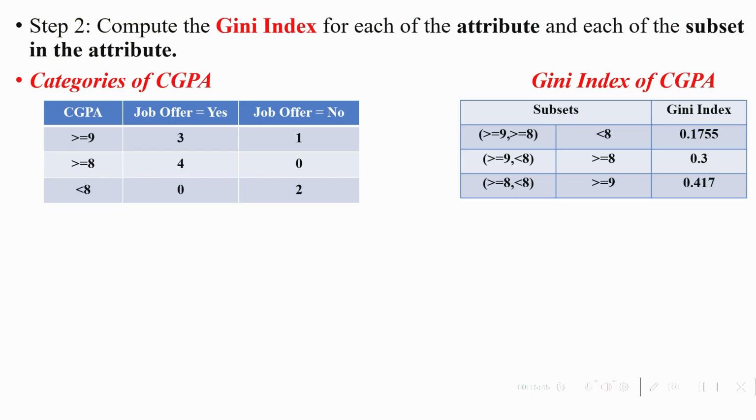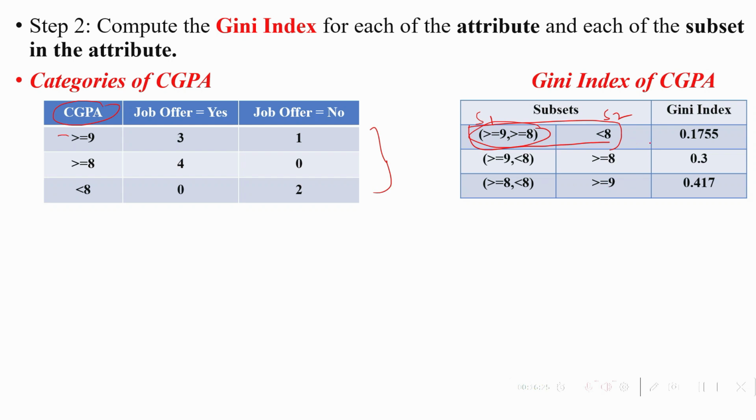Now we find all the different possibilities. Compute the Gini index for each attribute and each subset of the corresponding attribute. Here we have CGPA, with the different categories: greater than or equal to 9, greater than or equal to 8, and less than 8. Based on this information we find the different subsets. This is one subset, greater than or equal to 9 and greater than or equal to 8, this is subset 1 and this is subset 2. Then greater than or equal to 9 with less than 8 is one subset, and greater than or equal to 8 is one subset, greater than or equal to 8 with less than 8 is one subset, and greater than or equal to 9 is one subset.